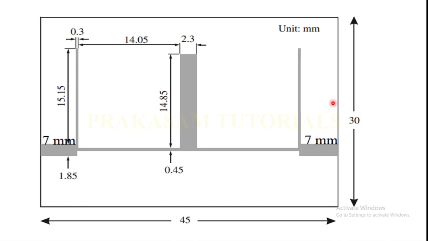Consider the type of the material is Rogers RT Duroid 6006 and its dielectric constant is 6.15, and the height or thickness of the substrate is 1.27 mm. The operating frequency is 2.5 GHz. Now go to HFSS software.